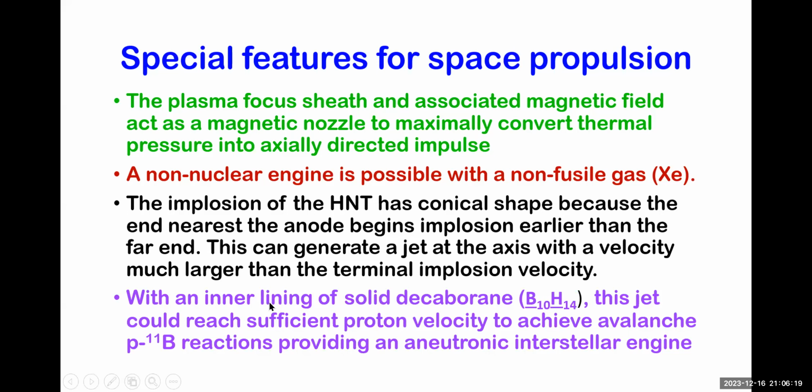So, with an inner lining of solid decaborane, following Eric here, this jet could reach sufficient proton velocity to achieve avalanche P11B reactions, providing an aneutronic interstellar engine.